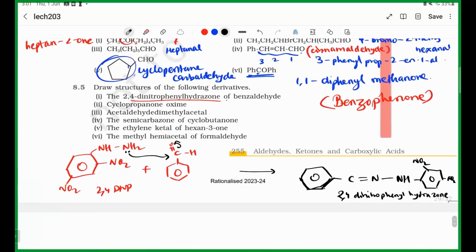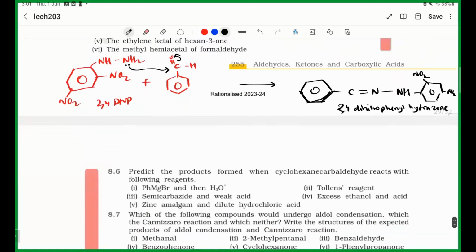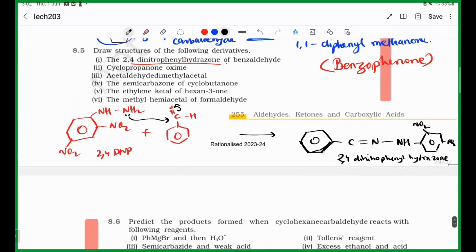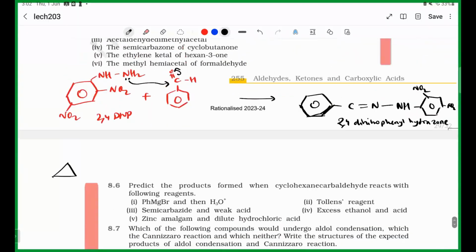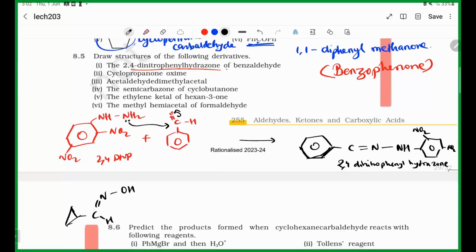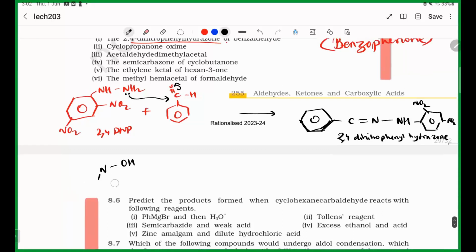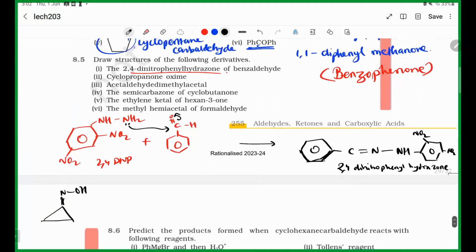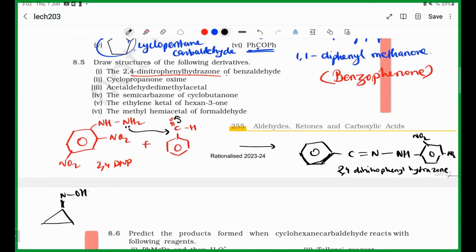Okay. Now, cyclopropanone oxime. So what is an oxime? Let's redo this. So we want cyclopropanone oxime, right? Cyclopropanone is attached to the C double bond NOH. That is cyclopropanone oxime. Otherwise it's an extra carbon atom, so it wouldn't be this. So this is cyclopropanone.